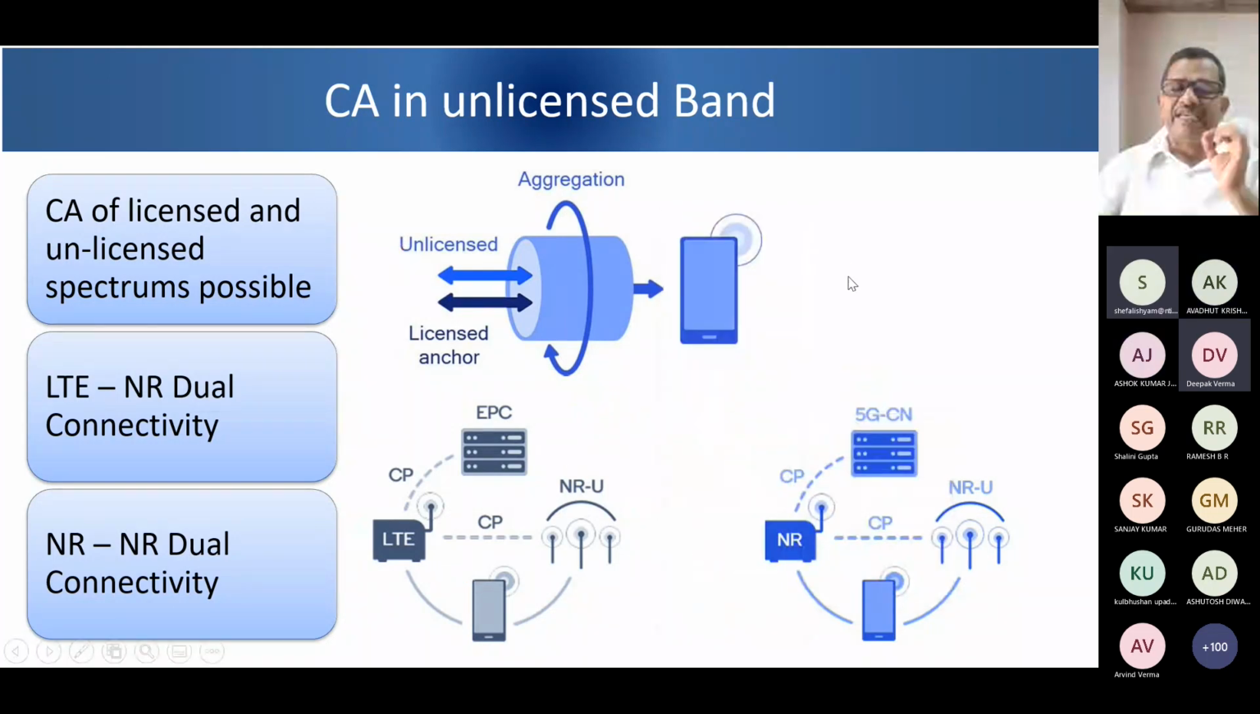So here I am saying that the 5G system is also designed so that you can aggregate the licensed band, which you get from DOT in India, and also the unlicensed band. Our Wi-Fi works on an unlicensed band, right? So these two carriers can be aggregated in 5G. Now 5G has two modes of operation as of now.